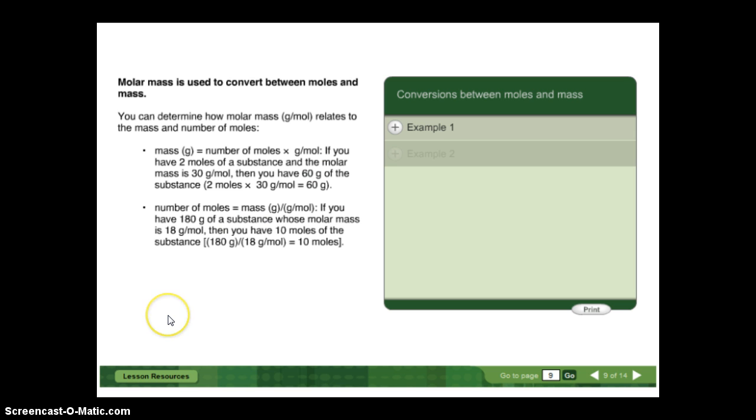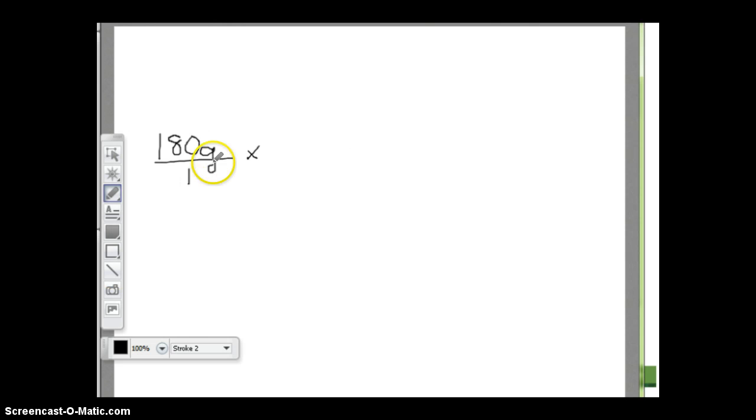Also, the number of moles equals mass in grams divided by the quantity grams per mole. So if you have 180 grams of a substance, so write that down, whose molar mass is 18 grams per mole. Okay? Well, you can do it divided by this, or you can set it up as the fraction as I was doing the other day. So again we had 180 grams and the molar mass is 18 grams per mole. I want to know how many moles I have. So if we look at our whiteboard, I wrote down what we started with. We started with 180 grams. And I want my answer to be in moles.